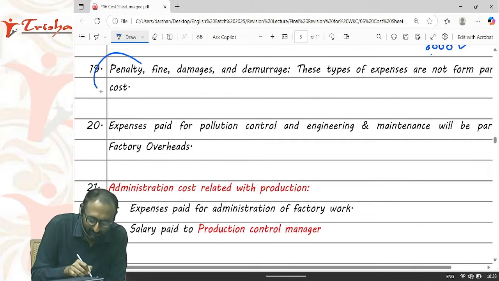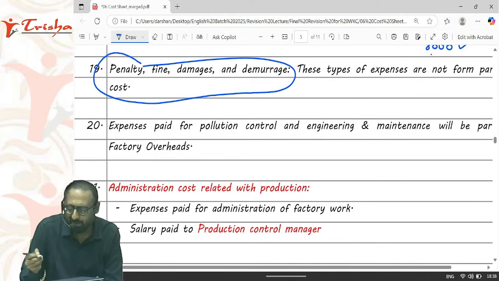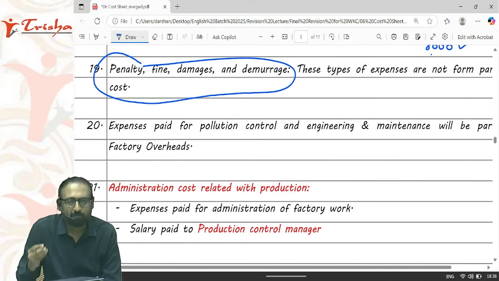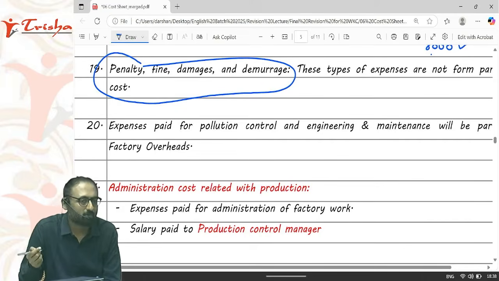Sir, any fine, any penalty, any damage, any demurrage, is it normal or abnormal? Fine, penalty, confiscation charges, and demurrage charges are abnormal. Where will you transfer that abnormal cost? Costing profit and loss account.